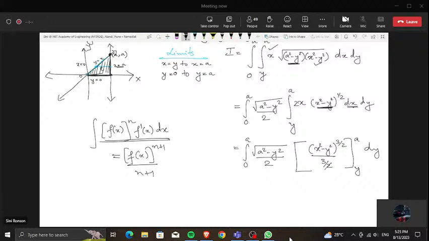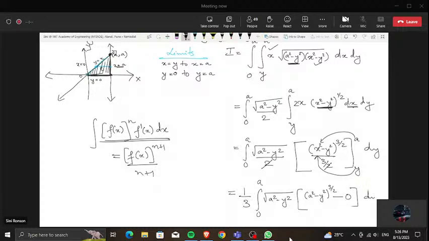Now I'm going to simplify this by cancelling 2 and 2. So what comes out? 1 by 3 we will take outside. 0 to a, under root of a squared minus y squared as it is. And now I am putting in these limits. Tell me, in place of x we will put the upper limit. If I put the upper limit in place of x, what is coming? Will I get a squared minus y squared raised to 3/2? Yes or no? Yes. Minus, when we put the lower limit in place of x, what will it be? y squared minus y squared, 0? Yes or no?